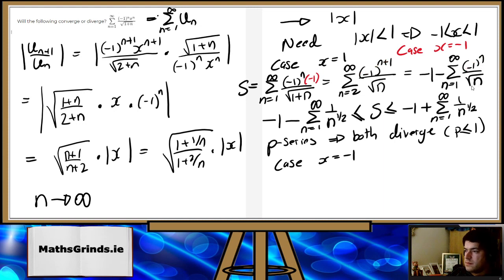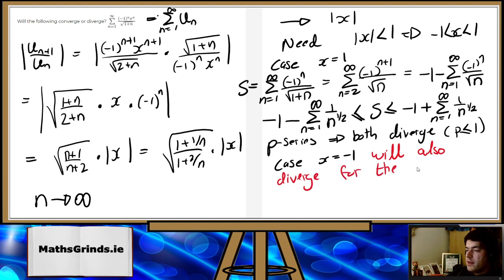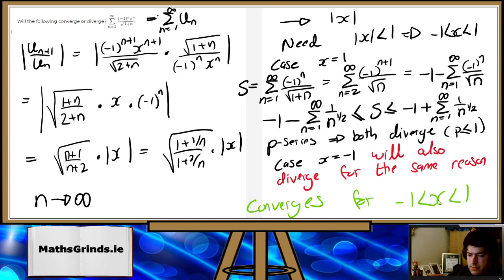Yeah. Case x equals minus 1 will also diverge for the same reason. So in total, the answer is it converges for x between minus 1 and 1, but not equal to minus 1 or 1, it looks like.